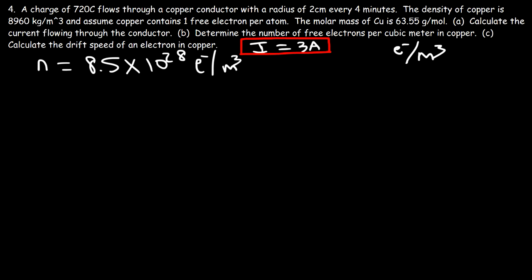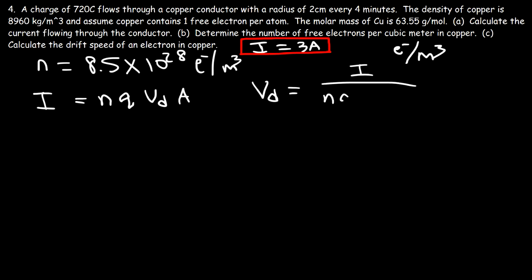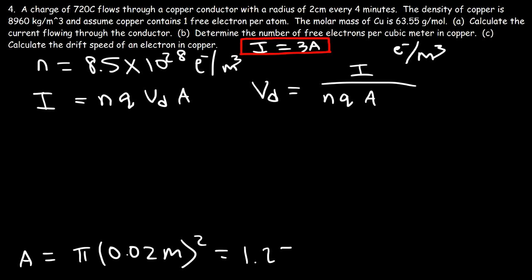Calculate the drift speed of an electron in copper. So we know that the current is equal to NQ times the drift speed times the area. So the drift speed is going to be the current divided by N times Q times the area. So let's start with the area first. That's going to be pi r squared. The radius is 2 centimeters, which if we divide it by 100, that's 0.02 meters. So 0.02 squared times pi, that's going to be 1.2566 times 10 to the negative 3 square meters.